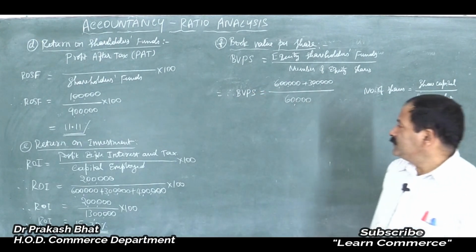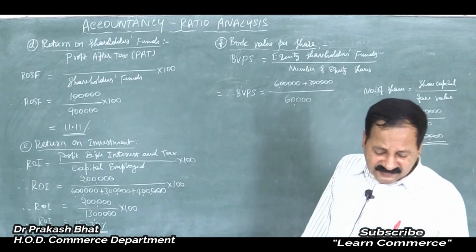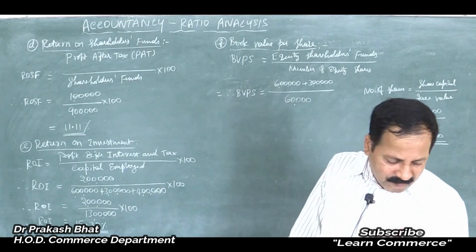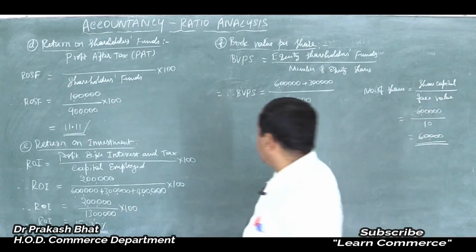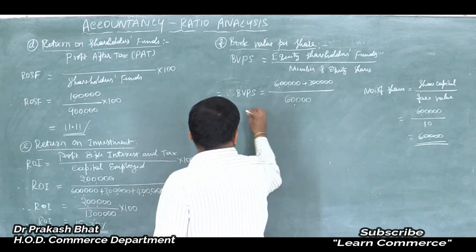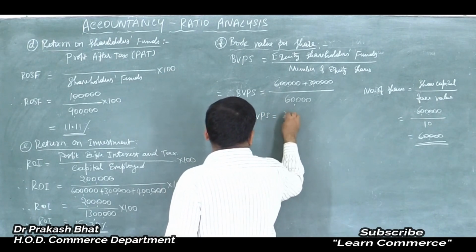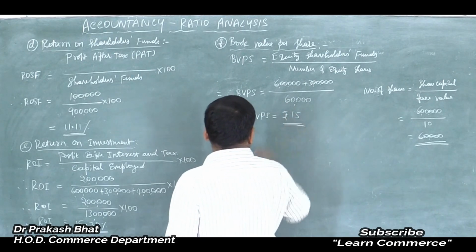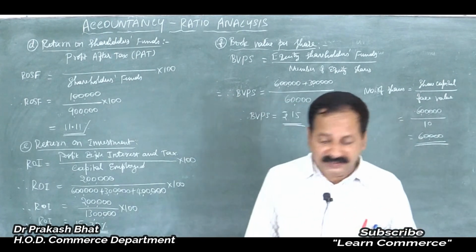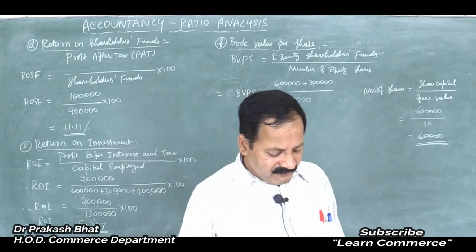So 9 lakh divided by 60,000 means how much? It is rupees 15. Therefore BVPS is equal to rupees 15. That's all. Your problem is solved, isn't it? It's very easy to solve.